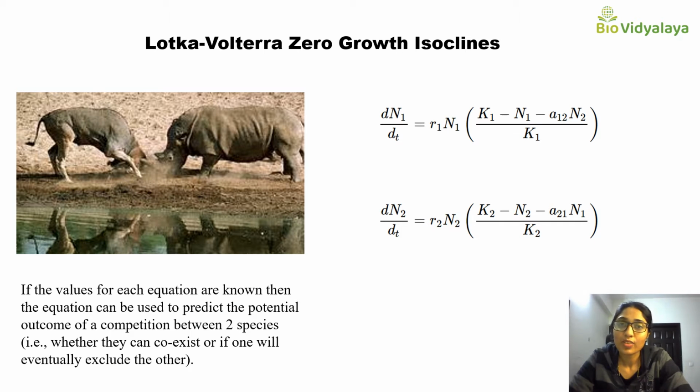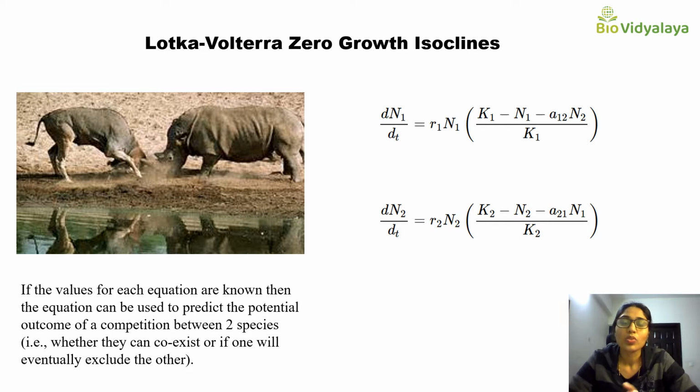What is the significance of the Lotka Volterra equation? Yes, Lotka Volterra equations are helpful for us to predict the outcome of competition between two species, whether it is competitive exclusion or coexistence. Competitive exclusion means eventually one species will eliminate the other species, and coexistence means the two species will live peacefully without any fighting. That is called coexistence.